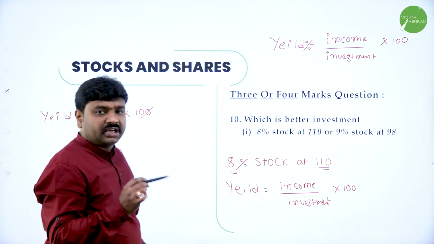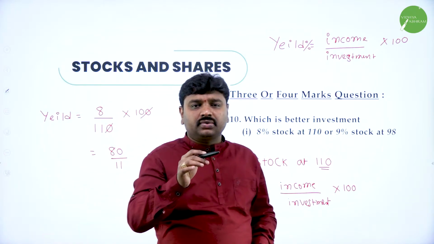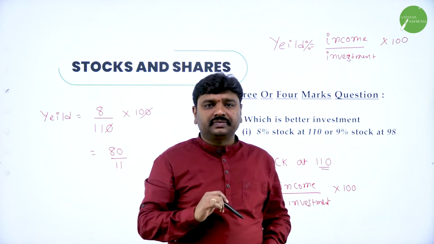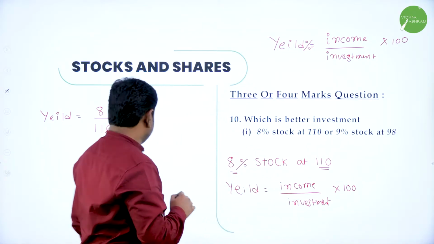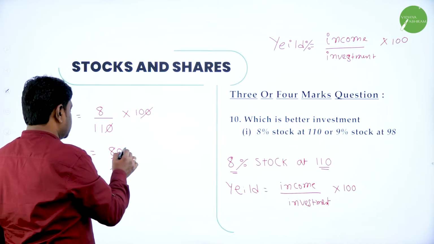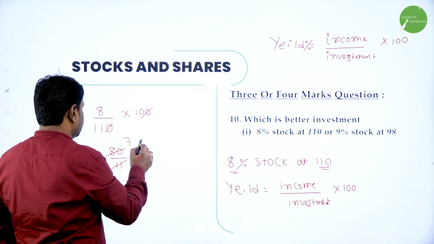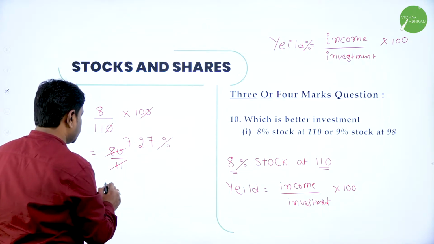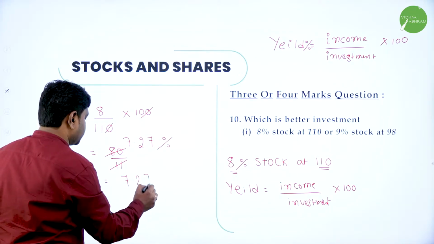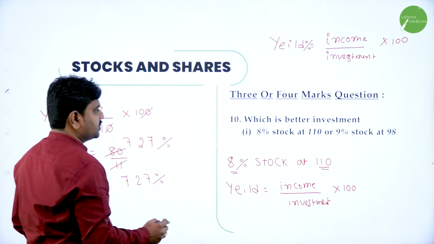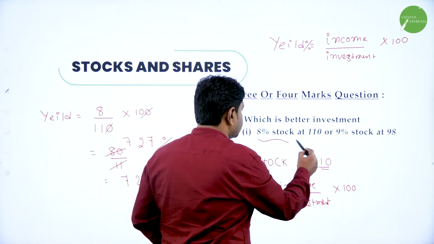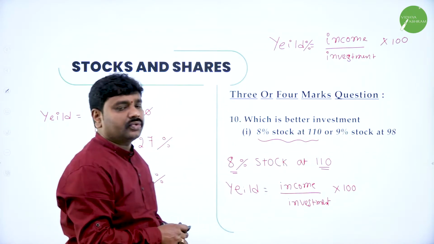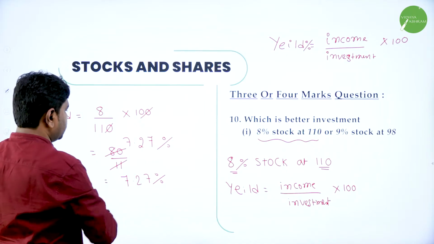So now 80 by 11, I am converting it into decimal. So use calculator and get the answer. You will get 80 by 11, 7.27, it goes on, you can round it off here. 7.27% yield for first case. We got yield for 8% stock at 110. Now you find yield for 9% stock at 98. So first case yield I got.